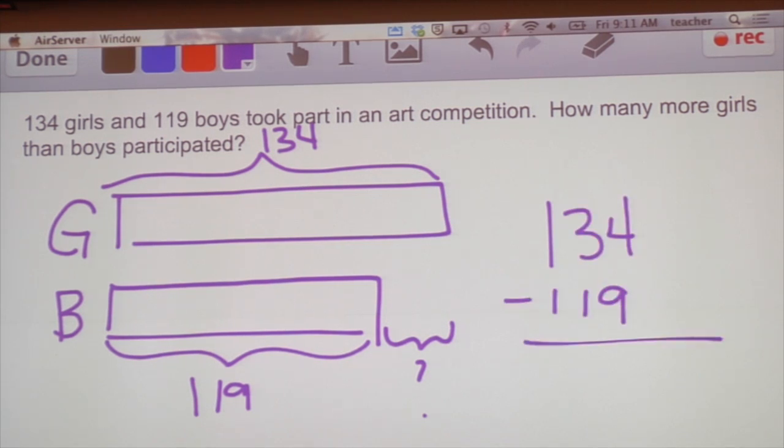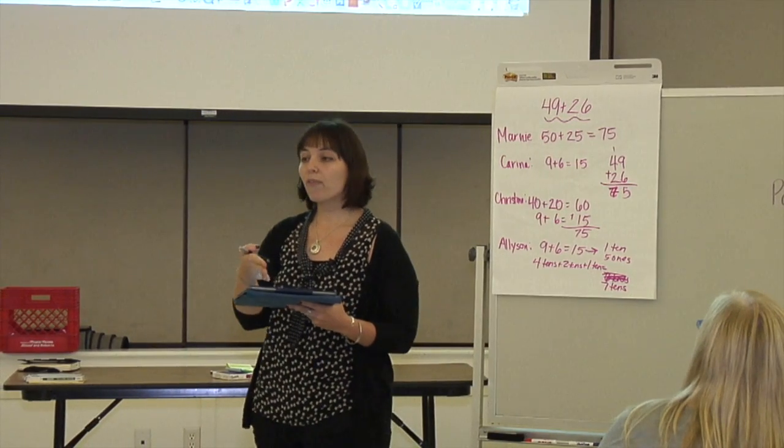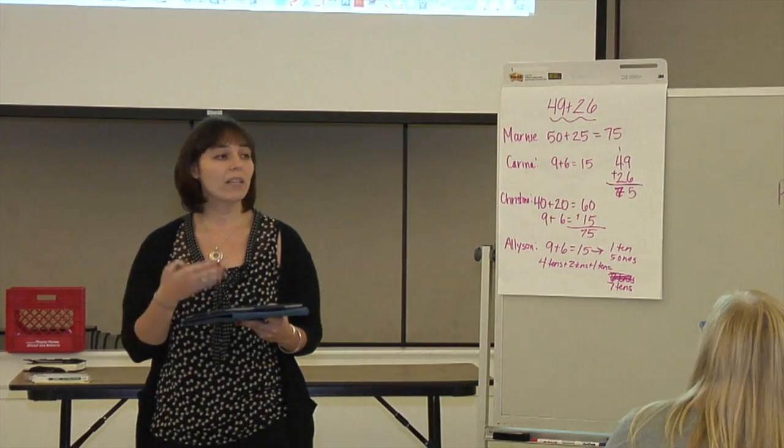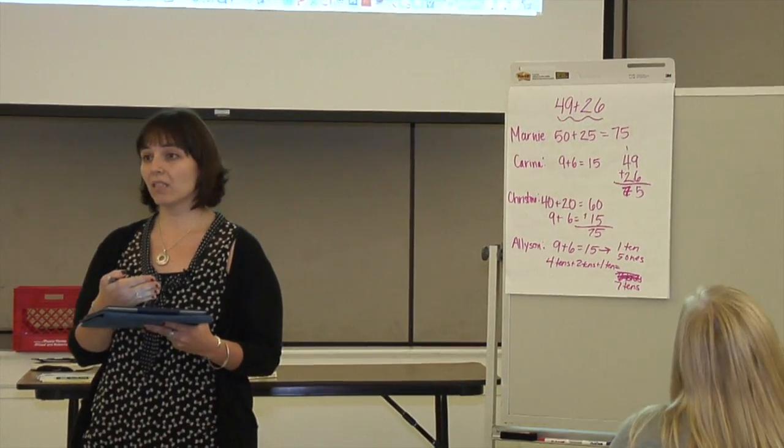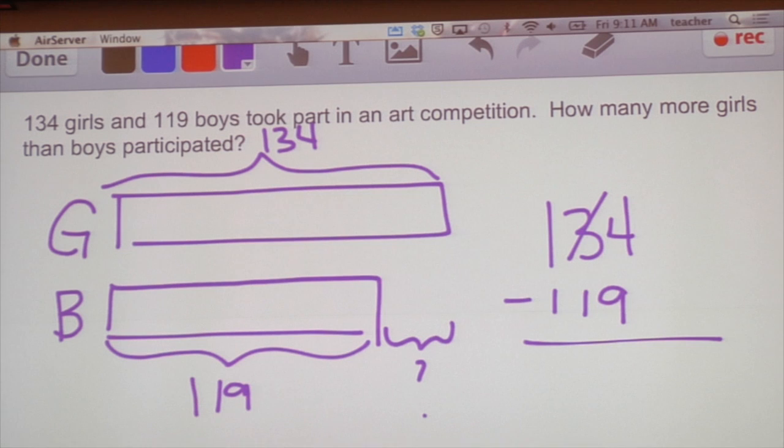Right. And so here, coming back to the question earlier, I look at the ones. I've got 4 ones, and I'm trying to take 9 ones away, so I need to go to the tens. I need to take one of those tens and give 10 ones to the ones. Now I have 14 ones to work with. If I have 14 ones, then I can subtract the 9 ones and solve from there.